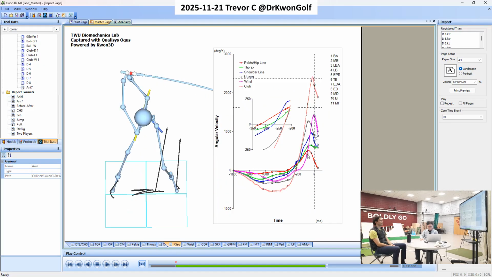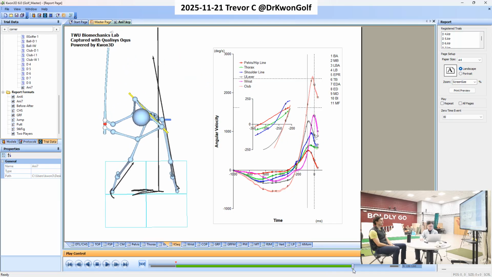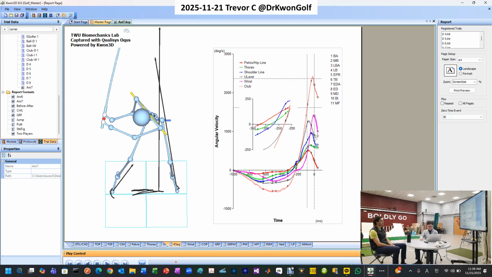But I want to see more involvement of the wrist at impact here. So about here, you see the club is already located quite far away from your body.